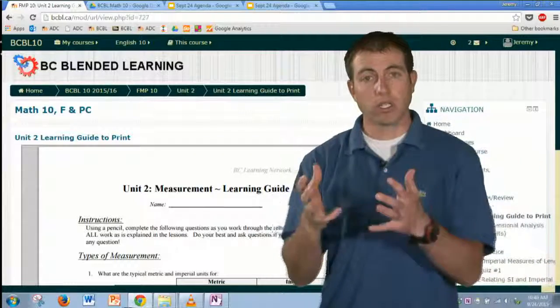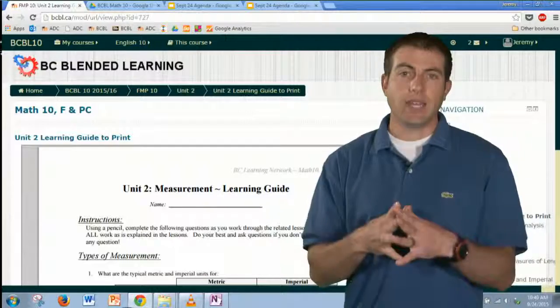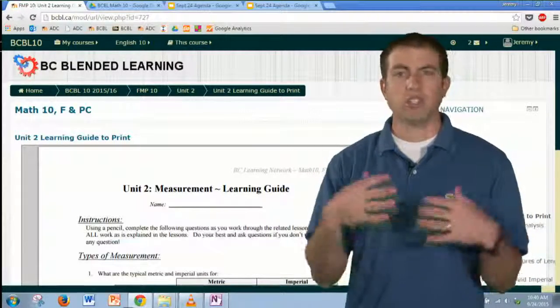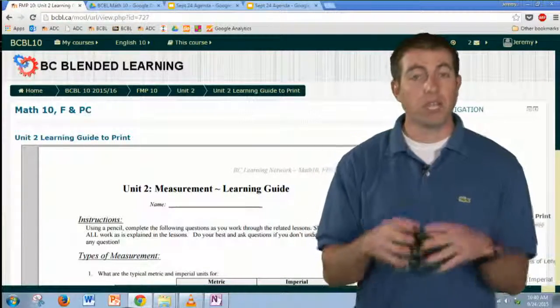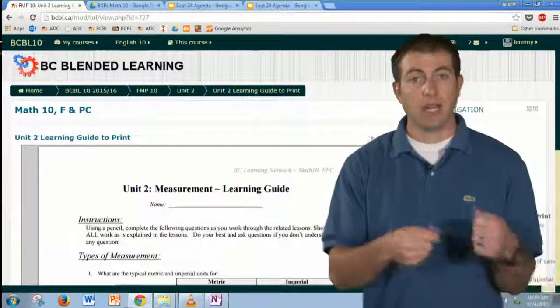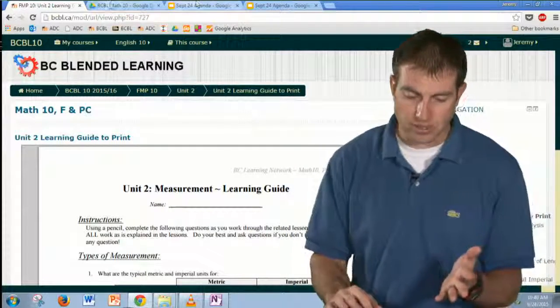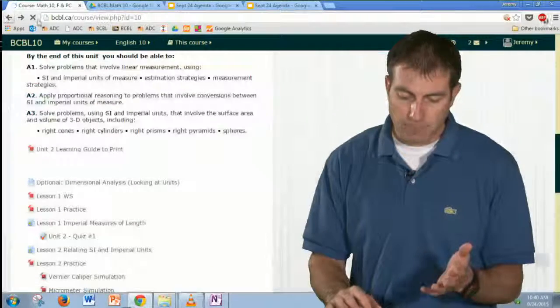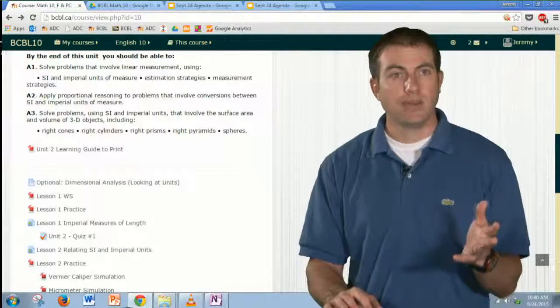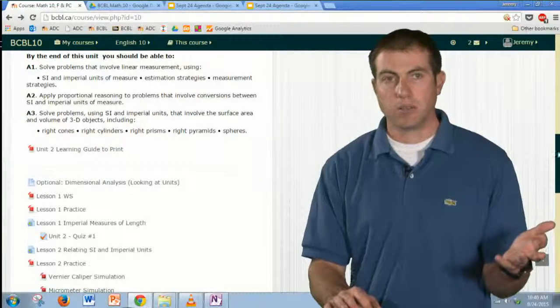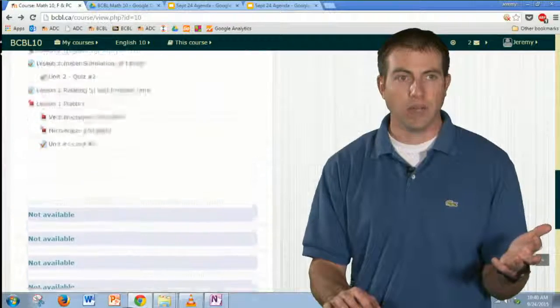I have some other worksheets, one worksheet for each lesson. And then once you're done and have a good grasp on things, maybe it's a good time to go back and do the learning guide in preparation for the test, because there's no review for the test at the end. So that would be what the learning guide is. It's preparing you for what's coming.